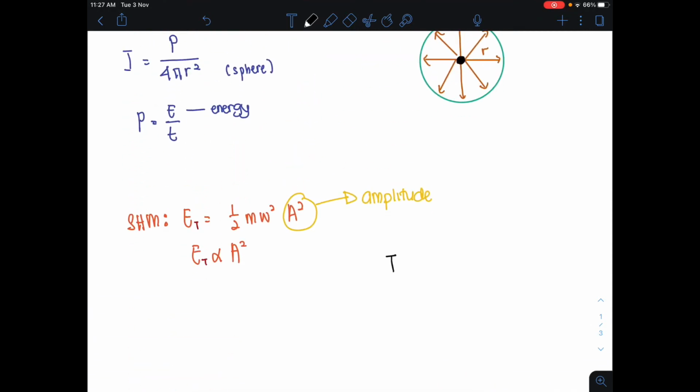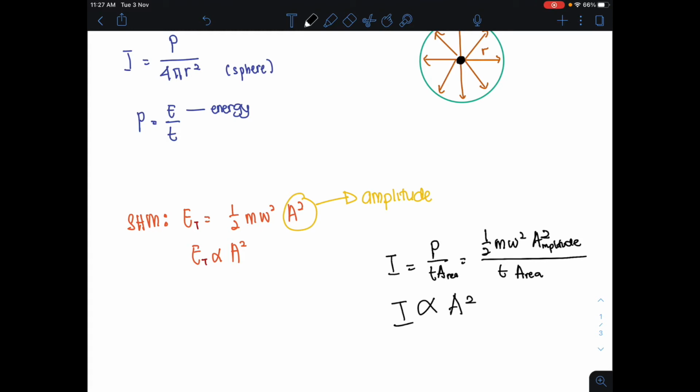Alright, now I'm going to substitute my E into my I here. So I will get my equation I is equals to power over area, that is E over T darab dengan area. So this is my area here. So power sekarang adalah energy, half m omega square A square, A dekat sini adalah amplitude, bahagi dengan T, over area saya. So from here I can say that my intensity is directly proportional to the amplitude square.